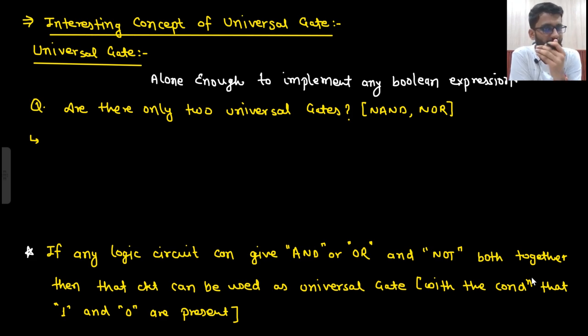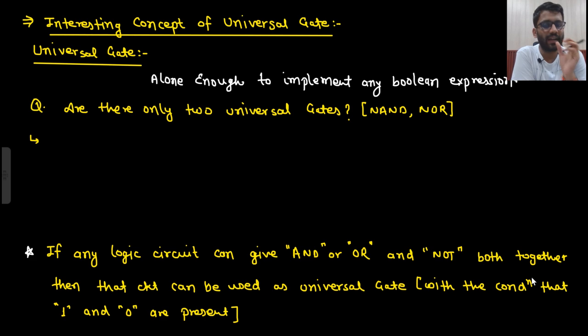Then from the NAND gate we implemented NOT gate, AND gate, OR gate, NOR gate, NAND gate itself, then XOR gate and any kind of boolean expression, right? So NAND gate alone was enough to implement any boolean function. Similarly, NOR gate was also alone enough to implement any boolean expression. So this is what we mean by universal gate.